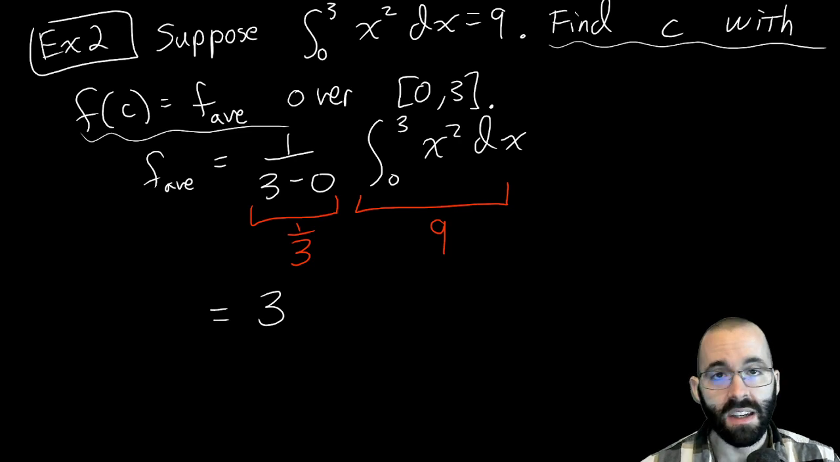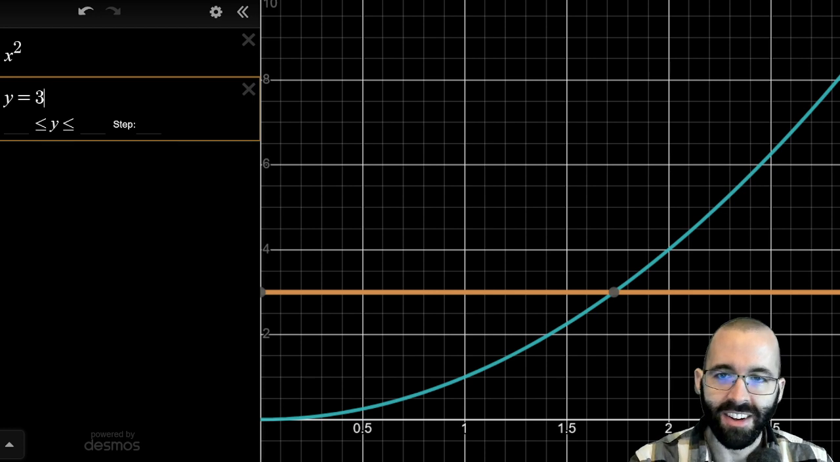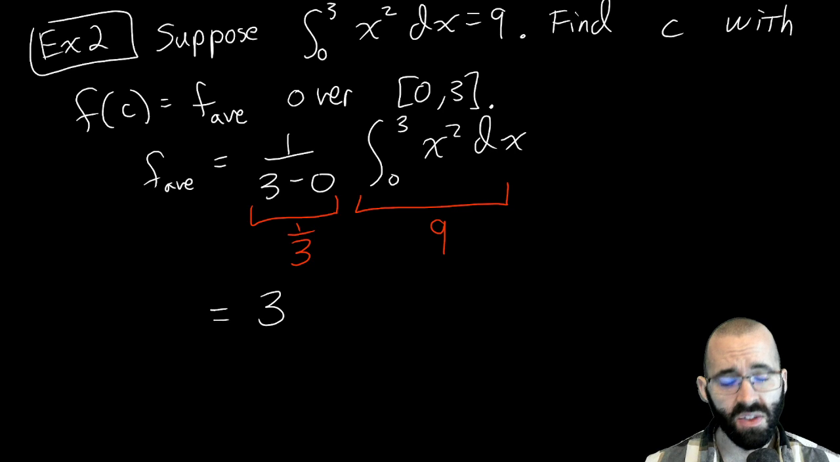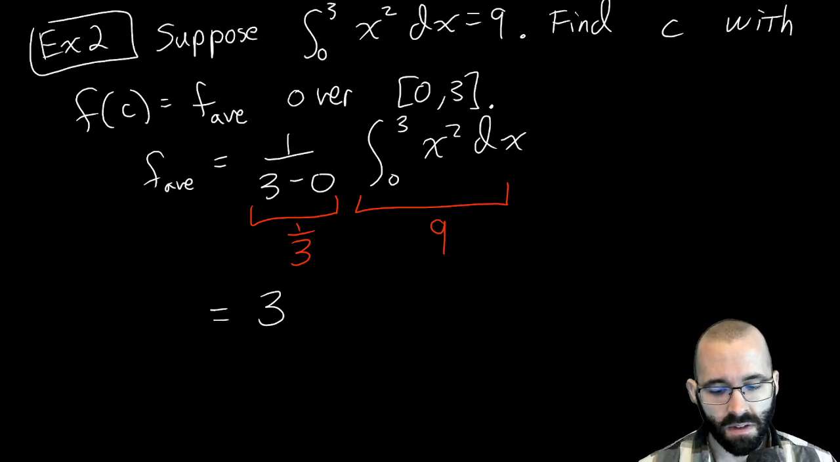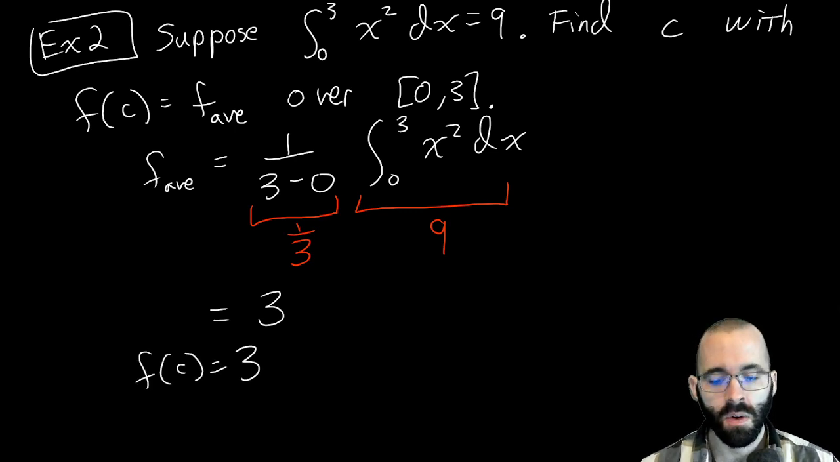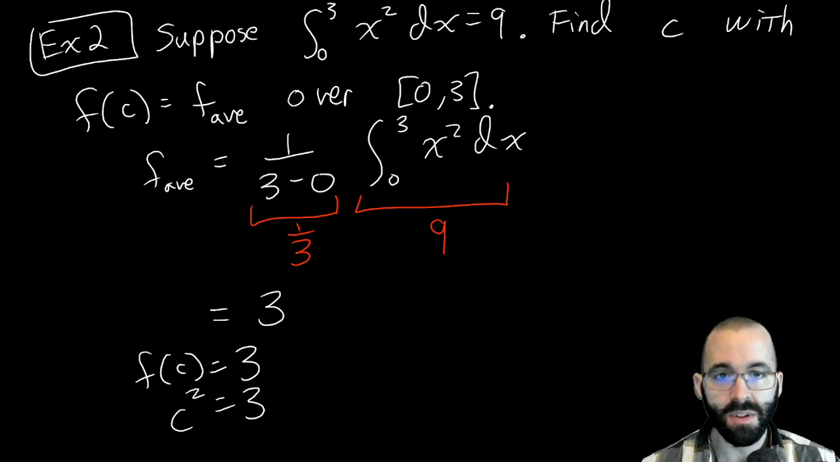We're asked to find a c where the function hits the average value. And of course, when I graph it, you can find the c very quickly. But how would you do it if you didn't have the graph? Well, we need f of c equal to 3. What is f of c? It's when we evaluate our function at c. So that's when c squared is equal to 3. When is c squared equal to 3? I don't know, but I can find out.